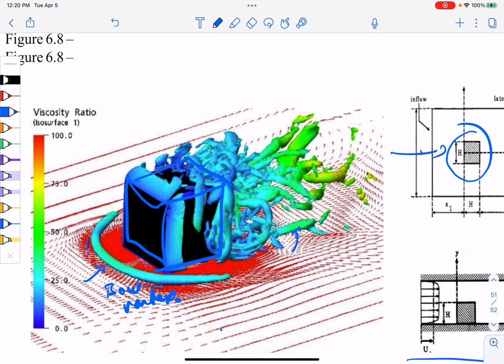Which one's cheaper computationally? Just the LES? Well, it actually turns out the DES is cheaper. Yeah, because you're only solving an LES in this small part of the domain, which is the wake. The rest of this flow field basically reduces to a steady RANS calculation.